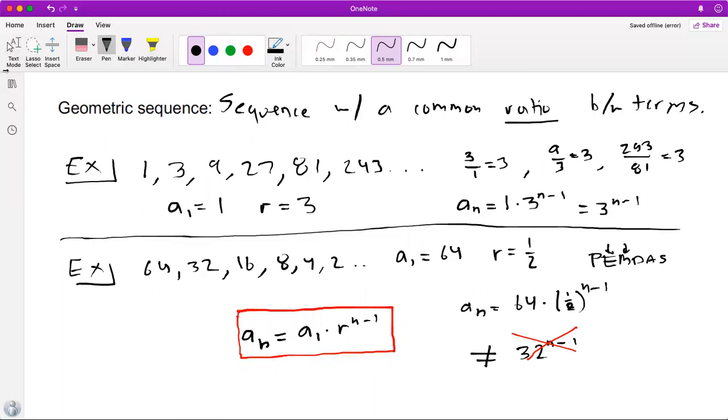So those are the definitions of arithmetic and geometric sequences. I'm going to stop here and I'll do some examples, and then I'll do another video about sums. So keep an eye out for those.